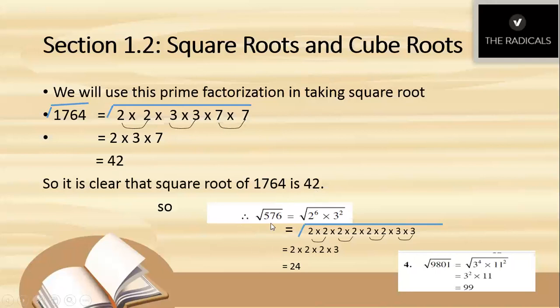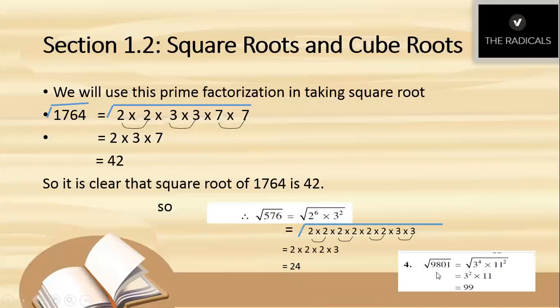Now take the square root of 576. The product of the prime factors is 2 power 6 into 3 power 2, which means there are six 2's and two 3's. So there will be 3 pairs of 2 and 1 pair of 3. So 3 pairs of 2 means 2 three times is coming outside and 3 one time is coming outside. And the square root of 576 is 24. Or in other words, we can say 576 is a perfect square of 24, because when we take the square root of 576, it is equal to 24.